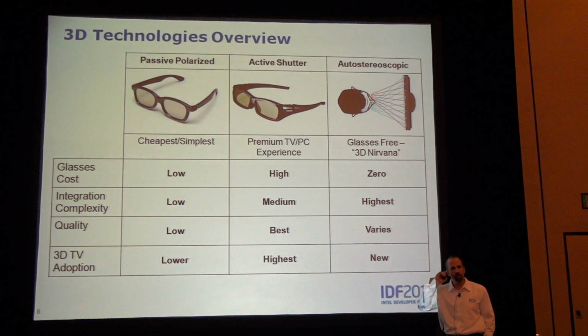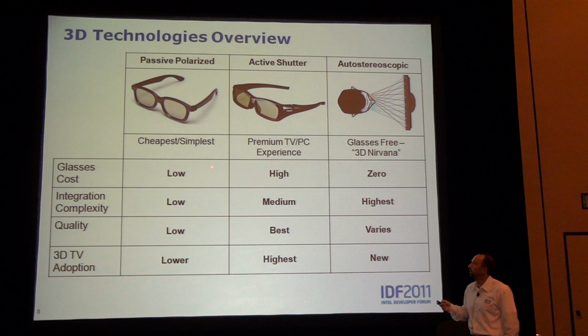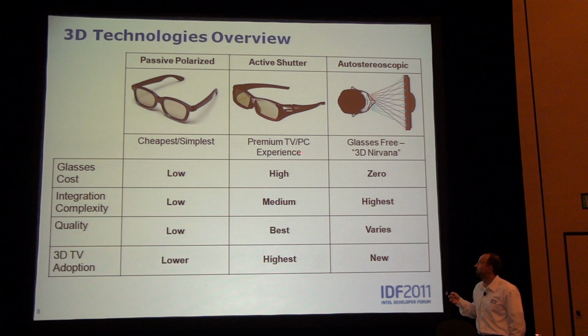Okay, so 3D technologies. Real quick, I'll go through here. There are three primary technologies in the marketplace today. The passive polarized, from a glasses perspective, is the least expensive to implement. Active shutter is where a lot of the TVs are sitting today. These are powered glasses versus not powered, so they require a battery or recharging. So you have essentially a trade-off. The quality gets better going from passive polarized to active shutter, but the cost of the glasses goes higher as a result.